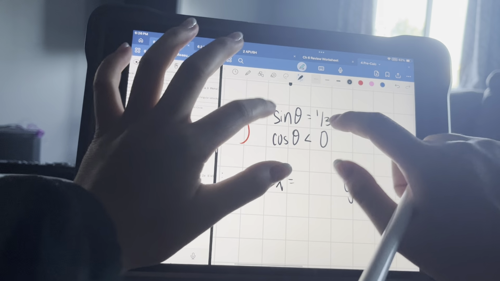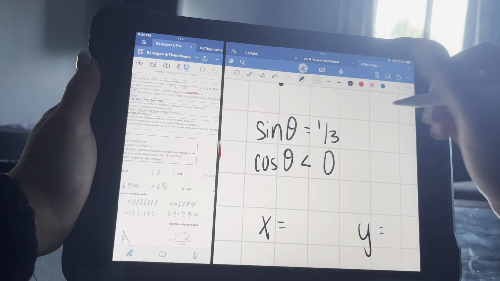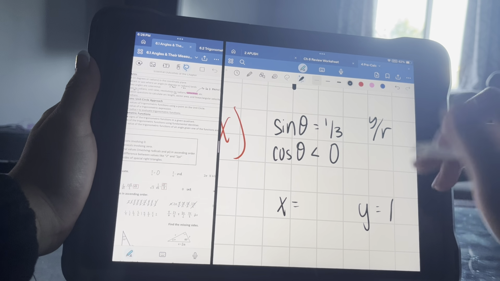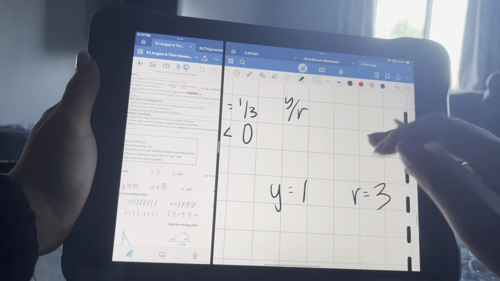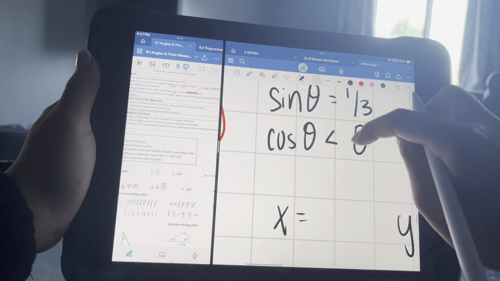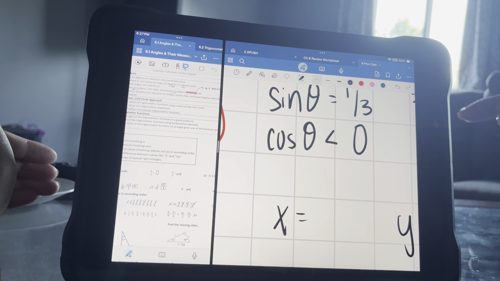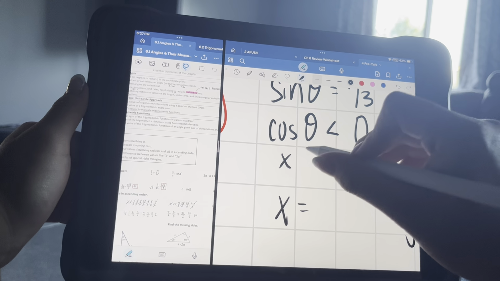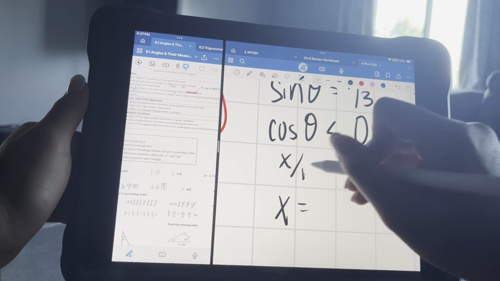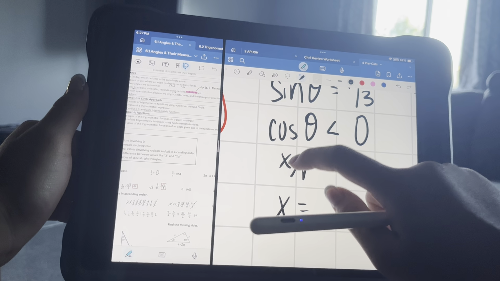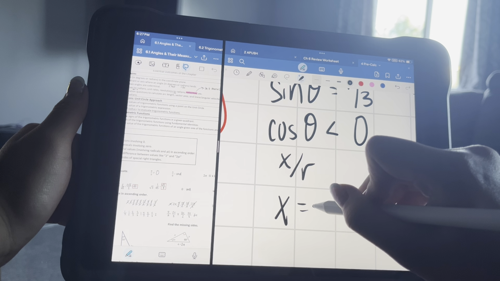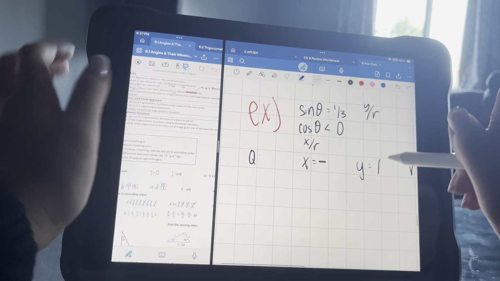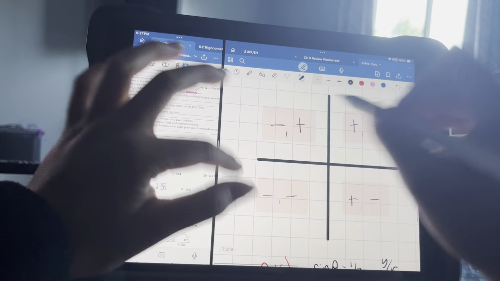So the ratio for sine is y over r. Therefore, our y is 1 and our r is 3. We know that cosine is less than 0. Less than 0 means negative. Cosine means x over r. Well, we already know what r is, so that means x has to be negative because r can never be negative. Now, what quadrant are we in if we have a negative, comma, positive? Negative, comma, positive, quadrant 2.